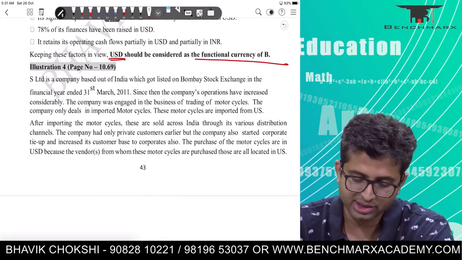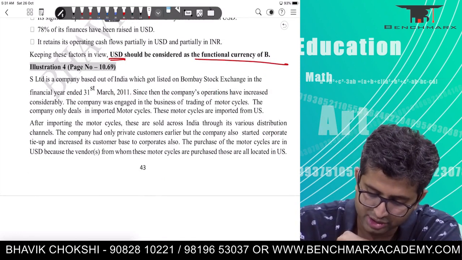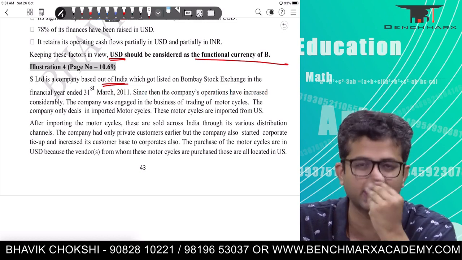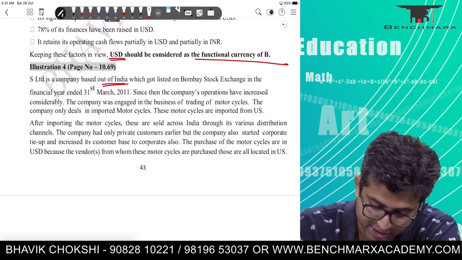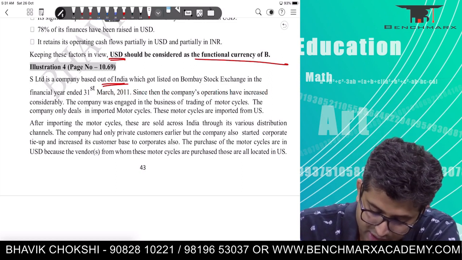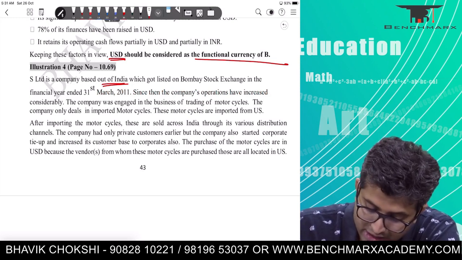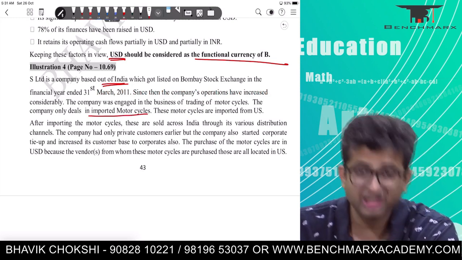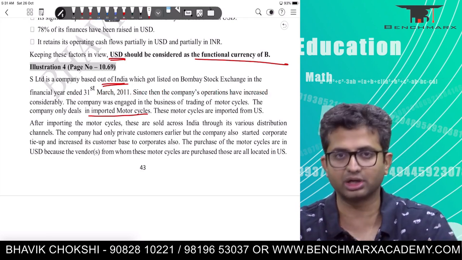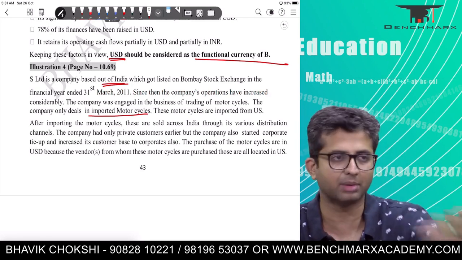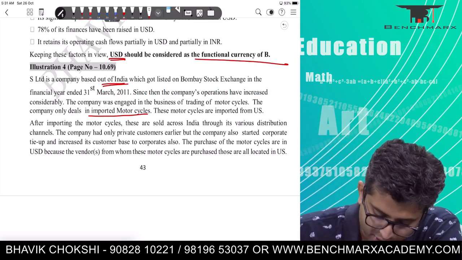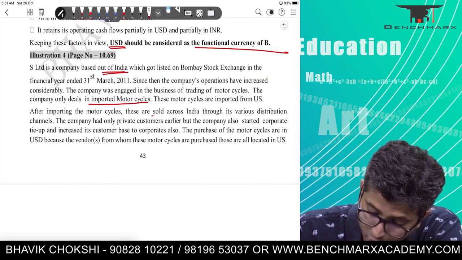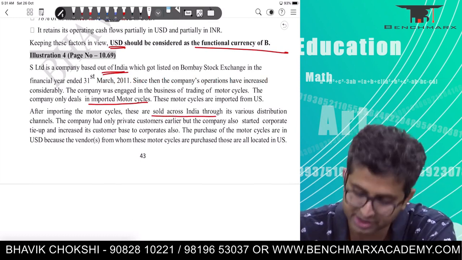Move ahead. Now, next illustration: SA is a company which is based in India. Location, as we have just said, or domicile, is not the determining factor. It got listed on the BSE. Since the company's operations have increased considerably, the company is engaged in the business of trading in motorcycles. The company only deals in imported motorcycles. It's like Harley Davidson, if you're aware. It's not an Indian company, it's a US company, but you are an Indian company who is importing Harley Davidson motorcycles. These motorcycles are imported from the US. After importing the motorcycles, they are sold across India. Okay, it's exactly like Harley Davidson, if you're aware.